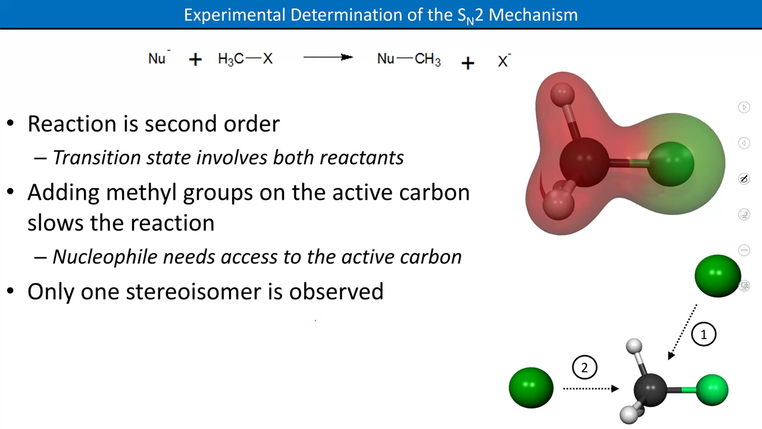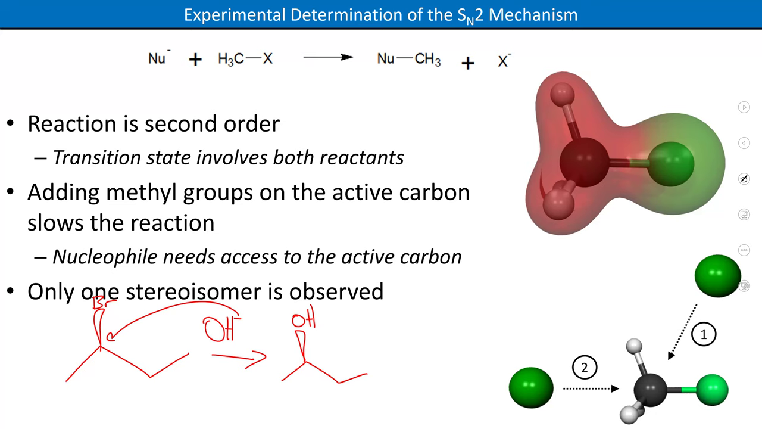Only one stereoisomer is observed, so there are really two options. You can either have your nucleophile come in from the same side as your leaving group, or from the opposite side of your leaving group. Think about the same reaction we were just talking about: bromine reacts with hydroxide. If it attacked from the front side, the same side as the bromine, we would get the same orientation of everything. So if it attacks from pathway one, we should see the same orientation at the end. It slides in, bumps the leaving group, bromine in this case, out of the way, and your new nucleophile attaches there.